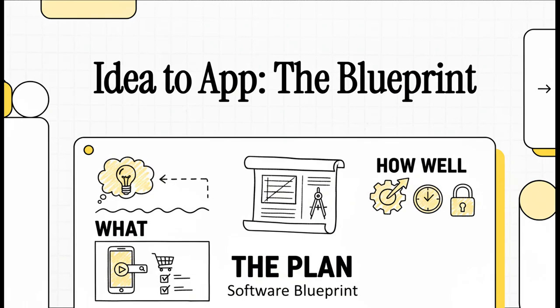Welcome to The Explainer. Today, we're going to pull back the curtain on what I think is the most critical, but also the most overlooked part of making software. It's the secret blueprint, the plan that really decides if an app is going to be a hit or a miss, way before anyone even thinks about writing code.